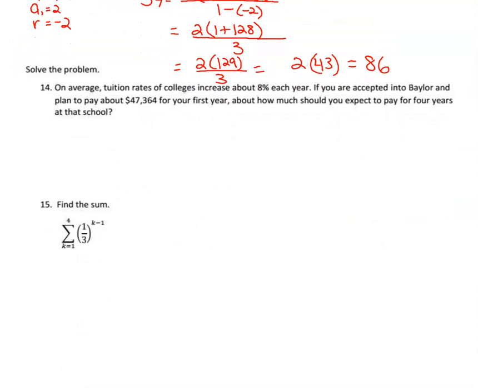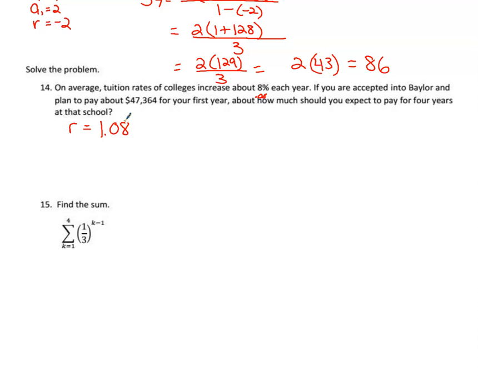For number 14, on average, tuition rates for colleges increase about 8% each year. Well, if it's increasing by 8%, that means our R is going to be 1 plus, that's a decimal, 0.08. So 1 plus that 0.08, so 1.08. Remember, to be bigger than 1, you add it to 1. To be less than 1, you would subtract it. So if you're increasing, you're going to do 1 plus.